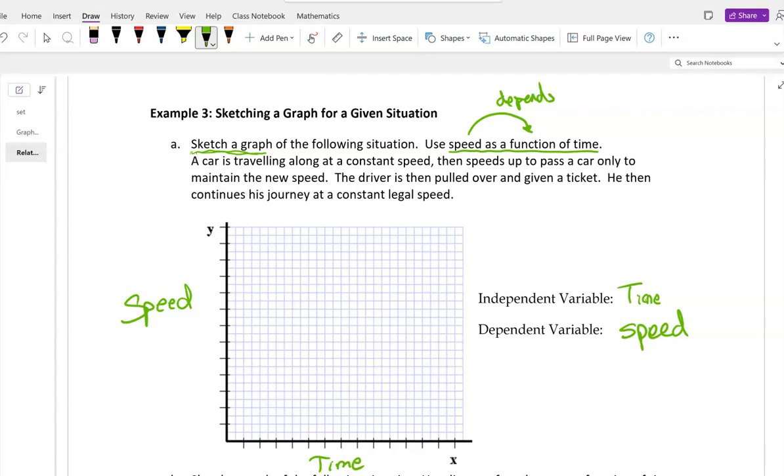Okay, so it says the car is traveling at a constant speed. So I don't know what the speed is, but let's pick this. So we're traveling at a constant speed. The speed is not changing. Okay, then the car speeds up to pass a car. So it goes faster for a little bit. It's speeding up, and then it maintains the new speed. So now I'm going faster, but again at a constant speed.